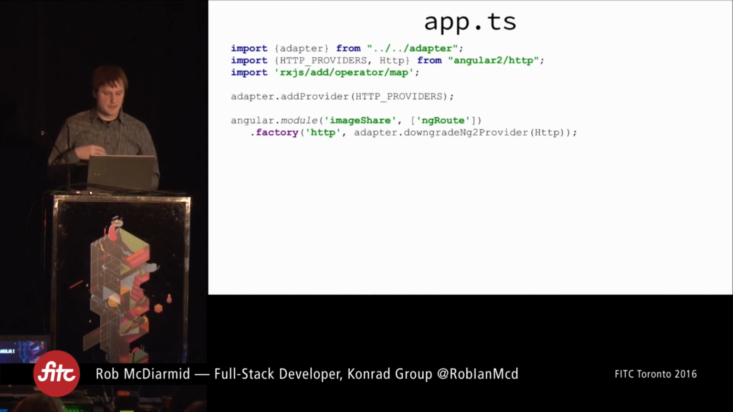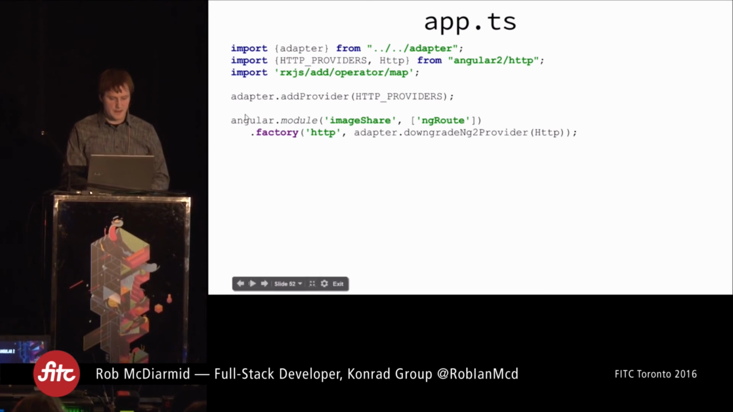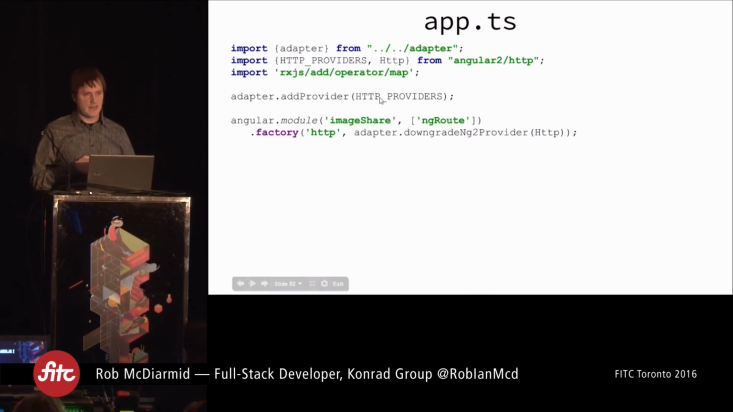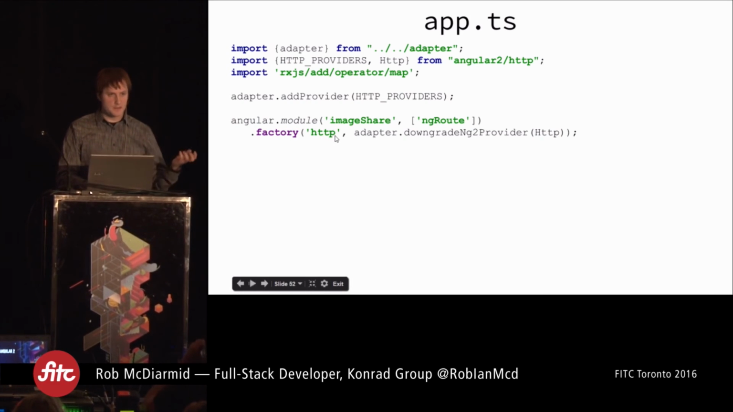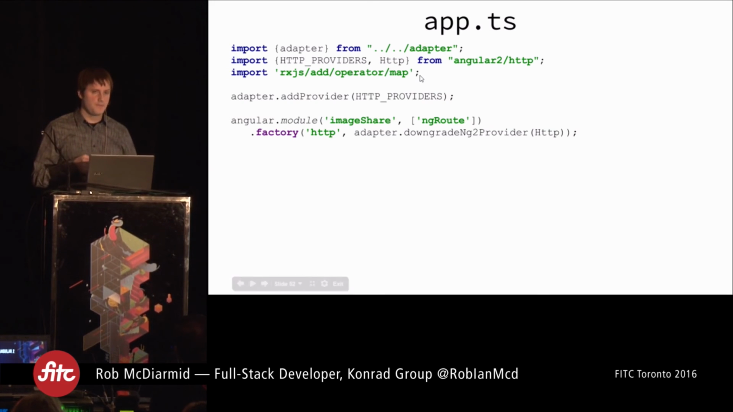That would look something like this. So this is just how you start using Angular 2's HTTP. It's a little bit tricky to get started with Angular 2's HTTP service, as it requires a bit of configuration, but this is sort of what it looks like. So I'm calling adapter.addProvider. This registers not only the HTTP service, but a bunch of related services as Angular 2 services. And then I'm registering an Angular 1 service called http by downgrading that Angular 2 service. I also have this import here, rx/add/operator/map.